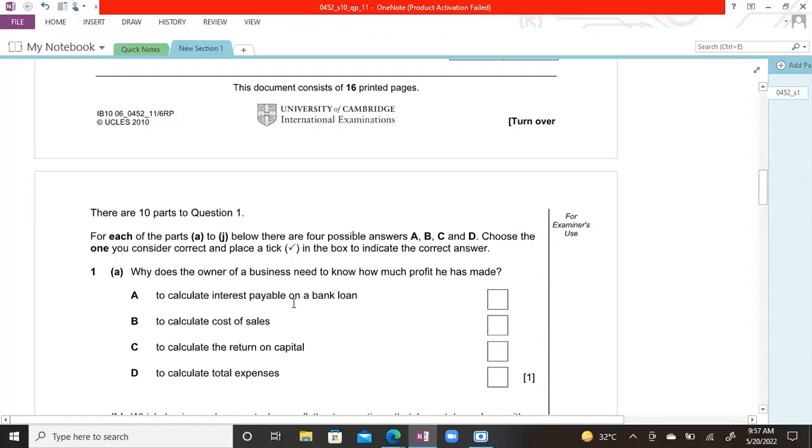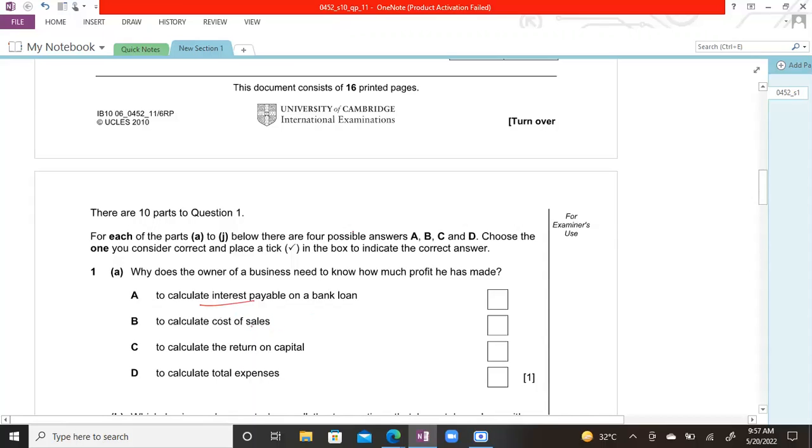Four options are given. To calculate interest payable on bank loan: a bank loan is in the statement of financial position. It is our liability, a long-term liability. And to calculate the interest, yes, the interest payment we write in the income statement, but it is giving information for just one item, one expense, and that is the interest payment.